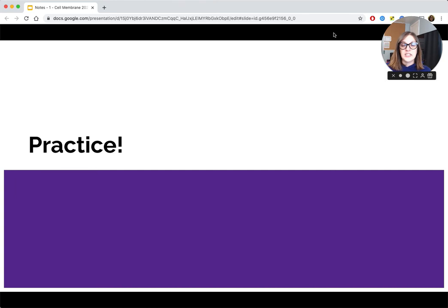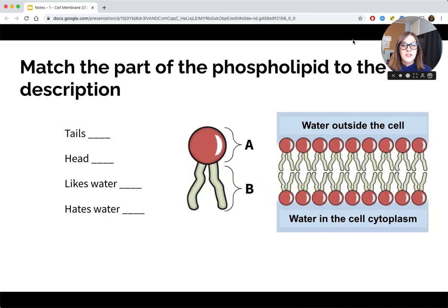All right, let's practice what you've learned. Match the part of the phospholipid to the description. So here's one whole phospholipid. Which part of this phospholipid, A or B, would be the tails? Which part would be the head? Which part of this phospholipid likes being next to water? You can use this picture for help if you need to. And what part of this phospholipid hates water?